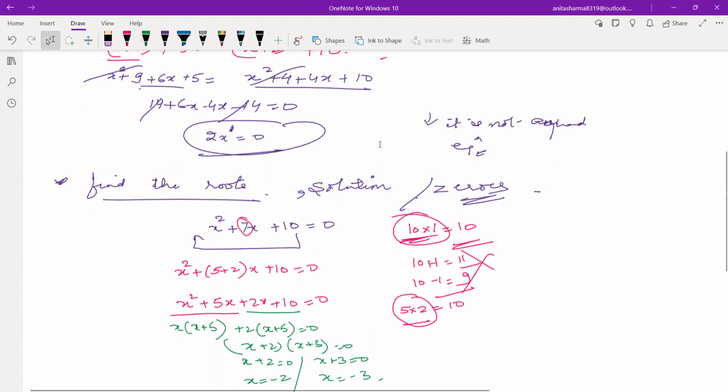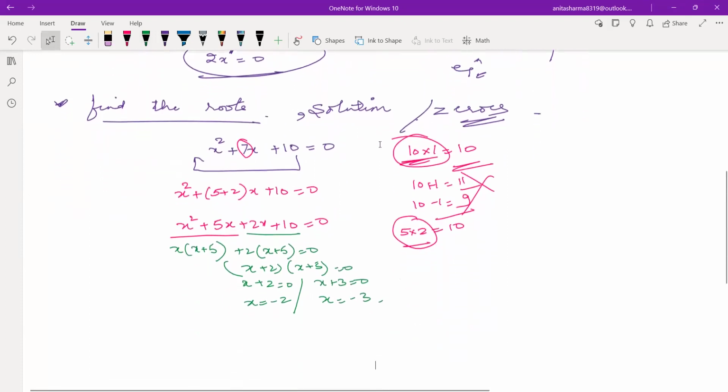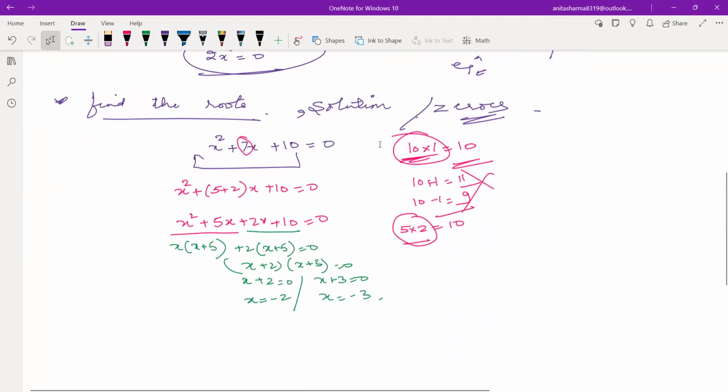Only 2 or 3 children replied. Ma'am, I got x plus 2 and x plus 5. Ma'am, it is x plus 5, not x plus 3. This is x plus 5 only. By mistake, I have written 3. See here, it is 5 only.